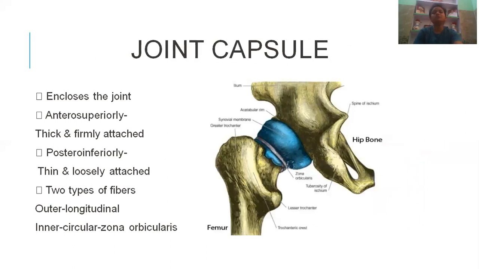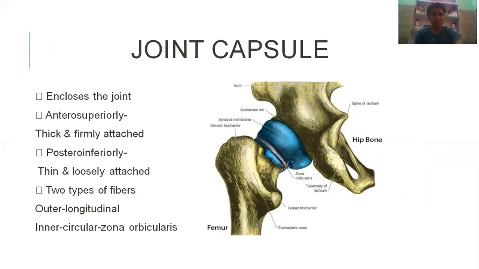So, what is the joint capsule? Here we can see in this diagram that this is the acetabular rim, and this is the zona orbicularis. This is the greater trochanter. This bluish part forms the joint capsule. Basically, it encloses the joint.